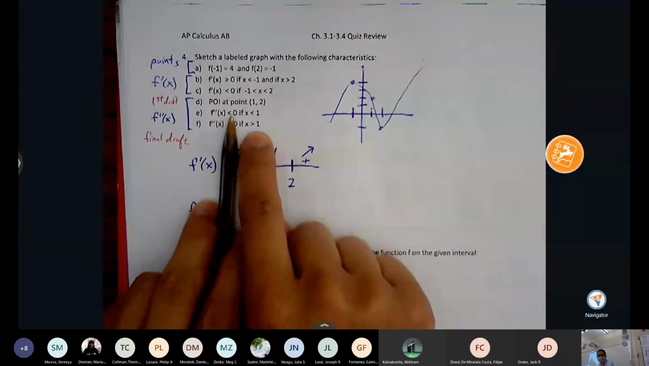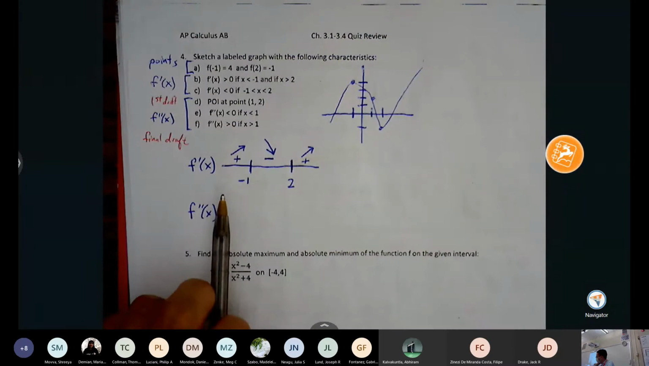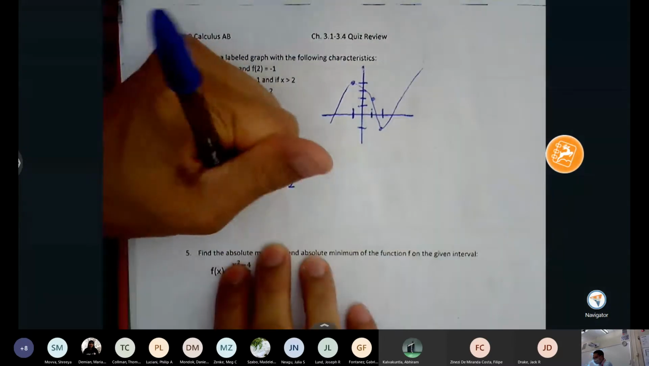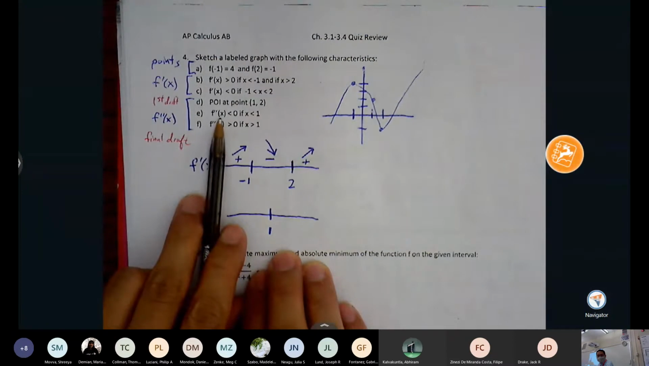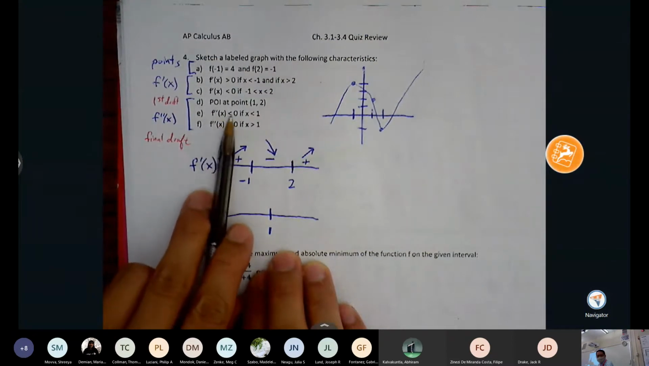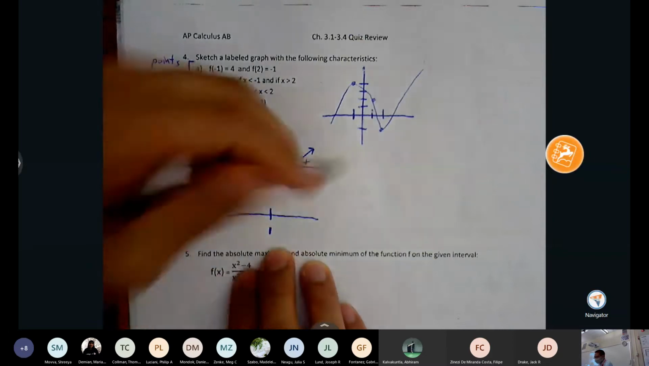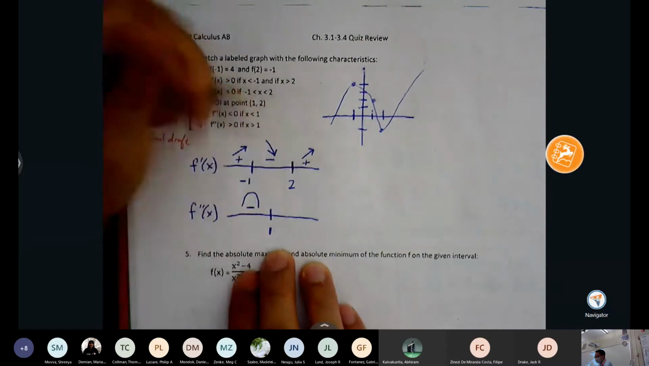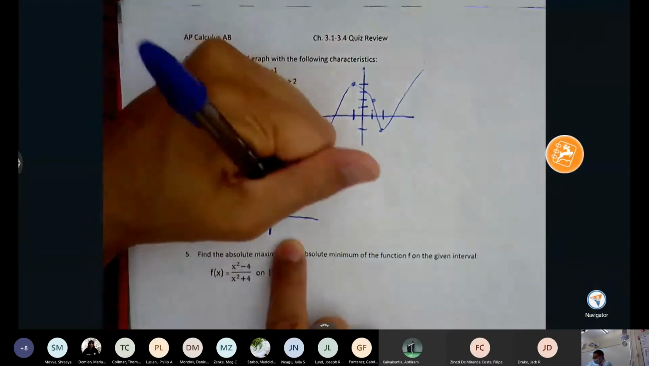Okay, so I'm down to my last 2 statements. Right. My only critical point is where? 1. Just 1, right? Okay, f double prime is less than 0. That tells us we're talking about concave what? Down to the left of 1. Second derivative is positive, concave up to the right of 1.